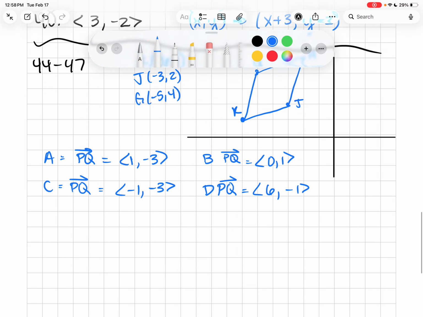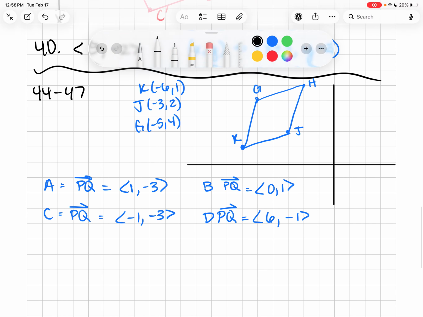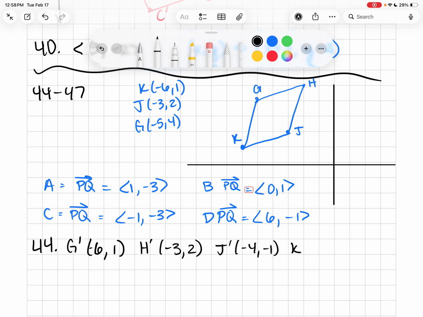Like with 44, they tell us that G prime is (-6, 1). H prime is (-3, 2). J prime is (-4, -1). And then K prime is (-7, -2).